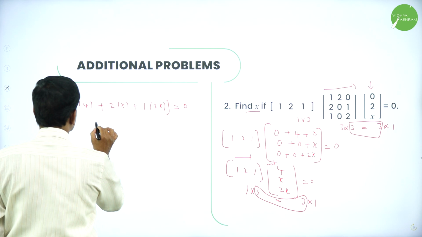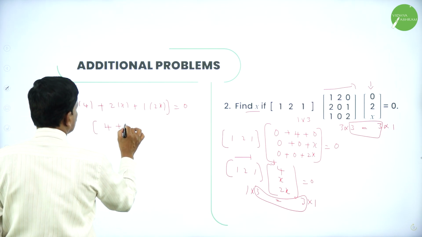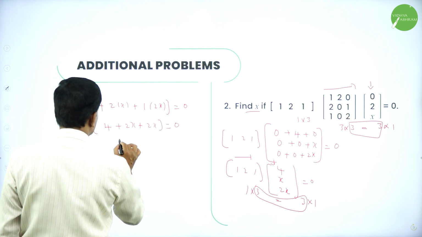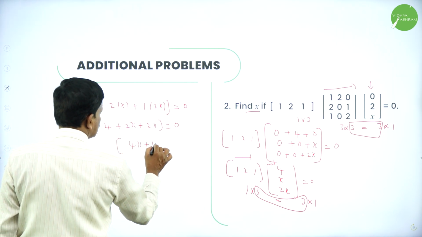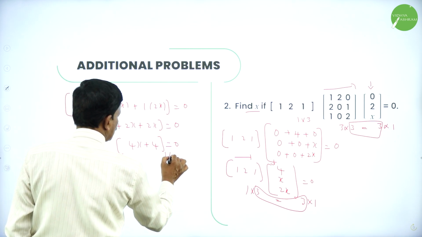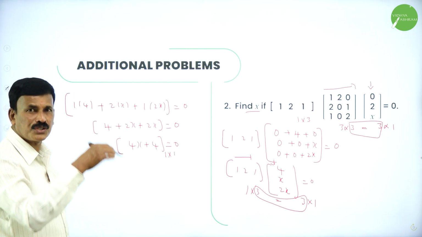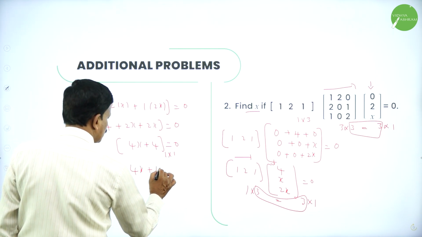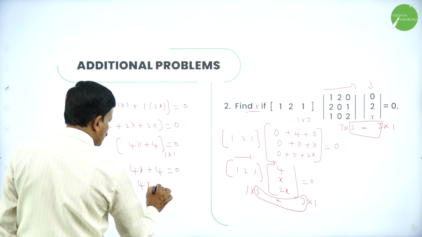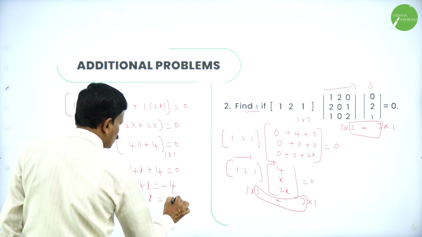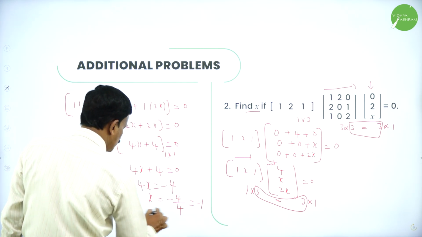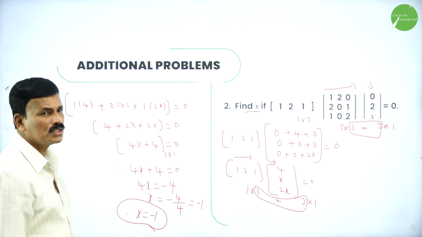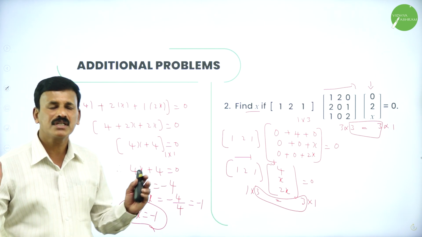This is equal to 0. That is matrix 4 plus 2x plus 2x is equal to 0. So 4x plus 4 is equal to 0. This is a matrix of order 1 into 1, 1 row, 1 column. So equate this to 0. Therefore 4x plus 4 is equal to 0, 4x is equal to minus 4, x is equal to minus 4 by 4, so therefore the value of x is minus 1. Very simple. If you solve this much, you'll get 3 marks.